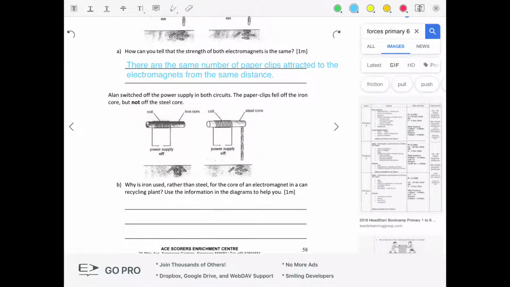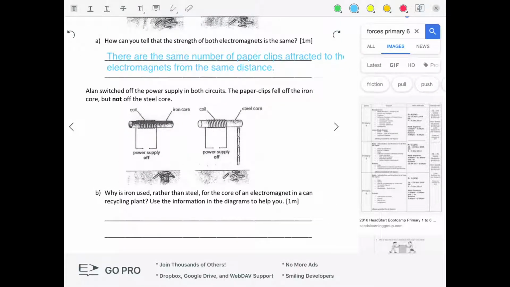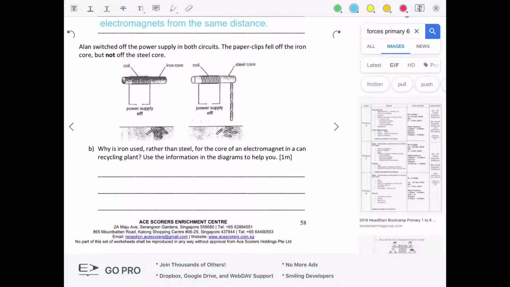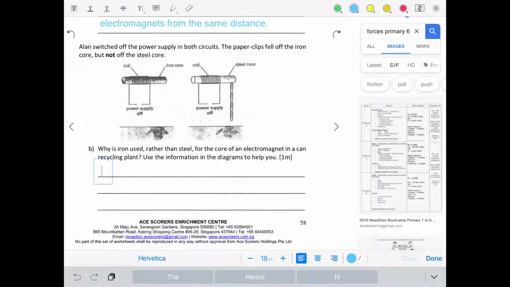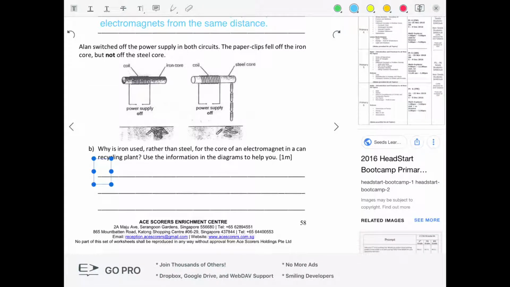So, Alan switched off the electromagnet, right? And then you realize something interesting. The paper clips fell from the iron but did not fall from the steel. So, why is iron used rather than steel in a recycling plant? You know what a recycling plant is? They need to take this metal to melt it so that the metal can be used for something else. So in this recycling plant, let's take a look. Let's see if we have a picture of a recycling plant.